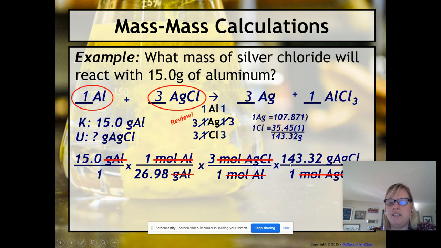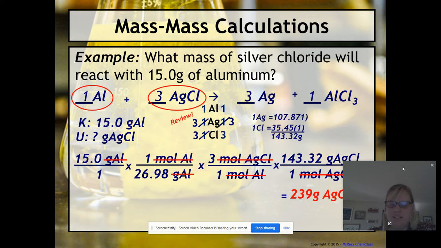So all of our units have canceled except for our grams of silver chloride, which is what we wanted to end up with. It's exactly what we're supposed to have. So now we can do the math, and you should get, I don't know if you guys can see this, my screen might be a little bit in the way, but you would get 239 grams of silver chloride.